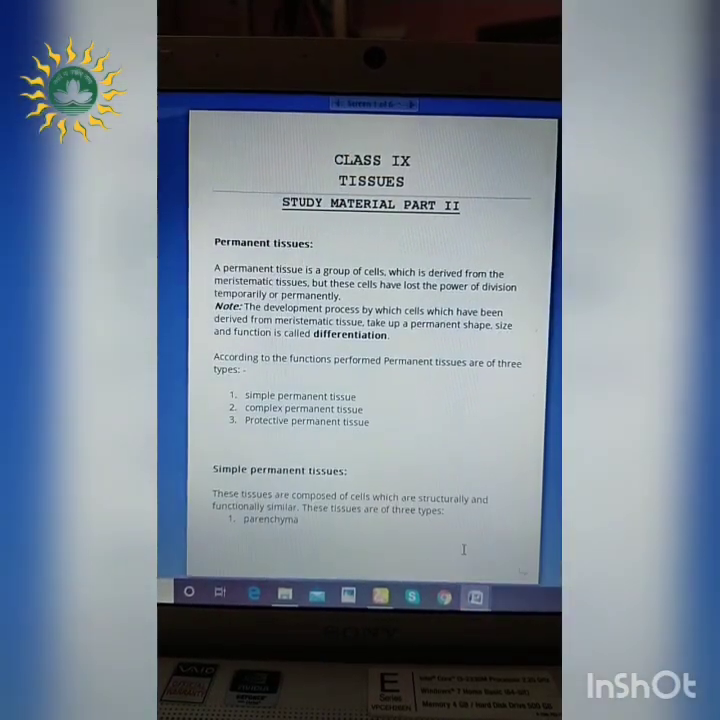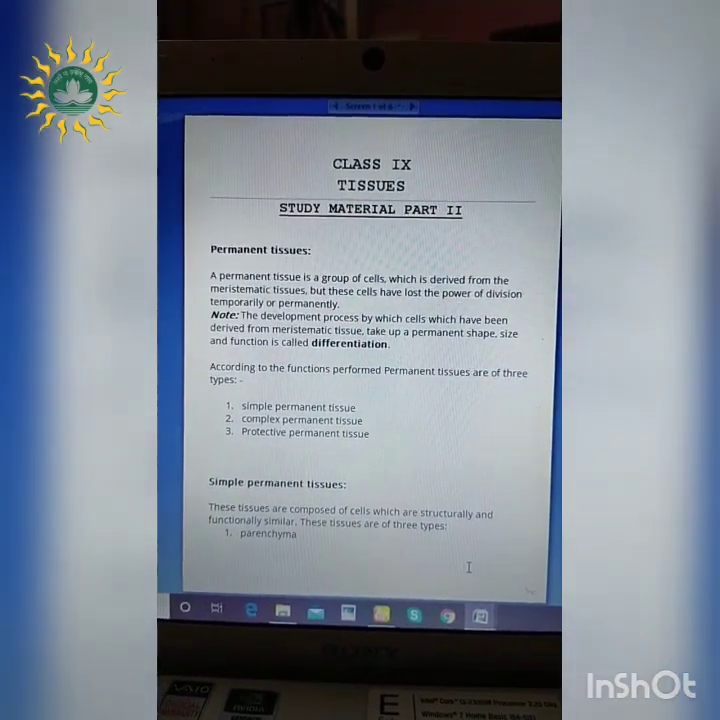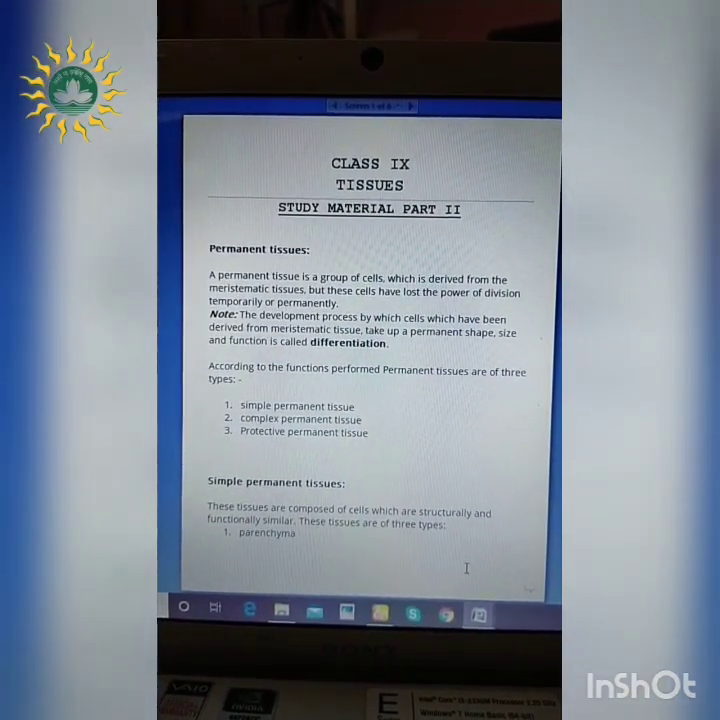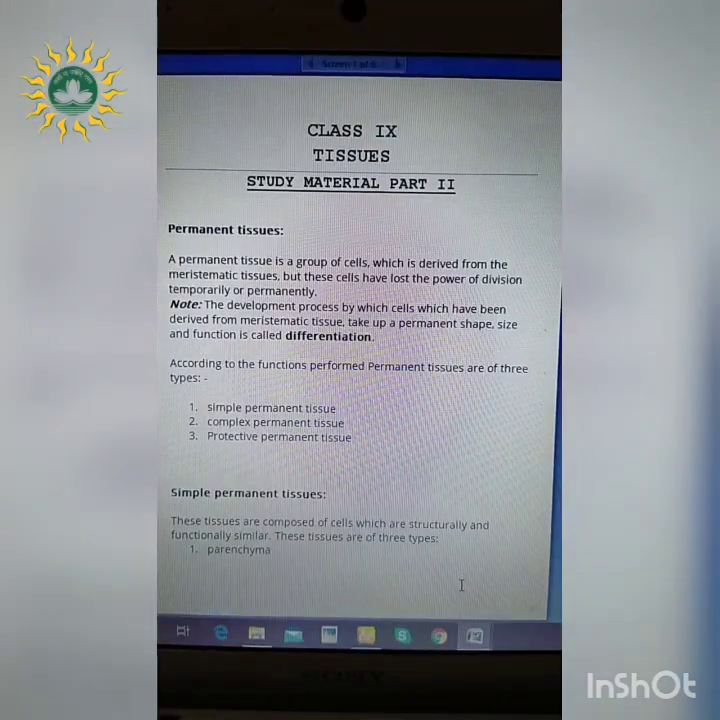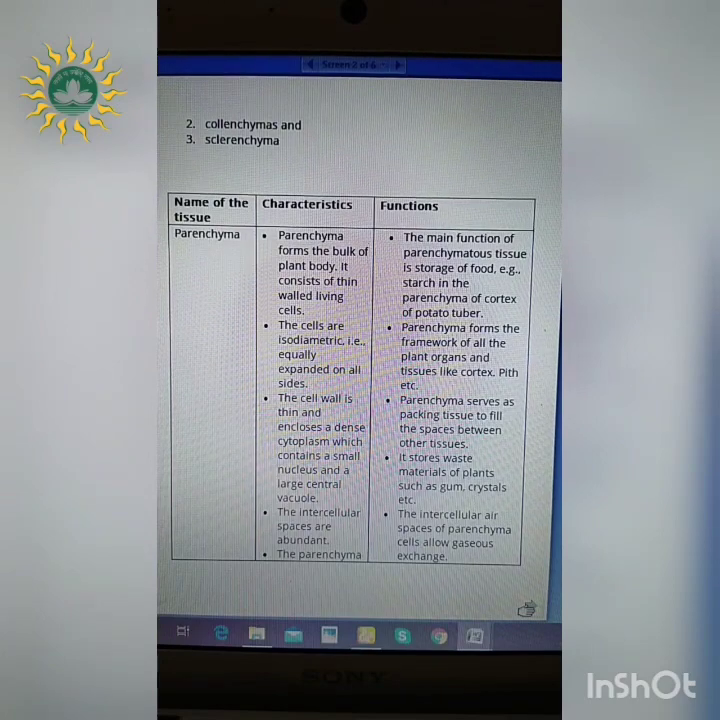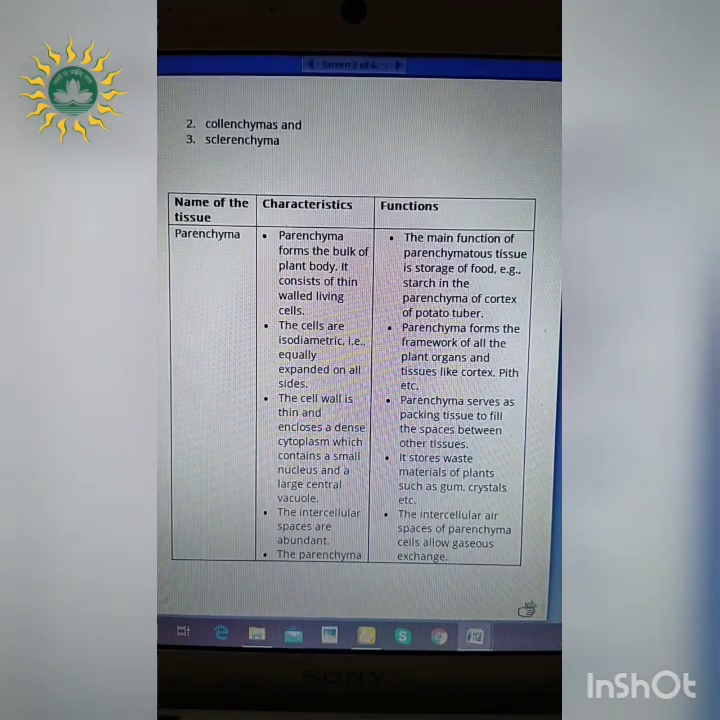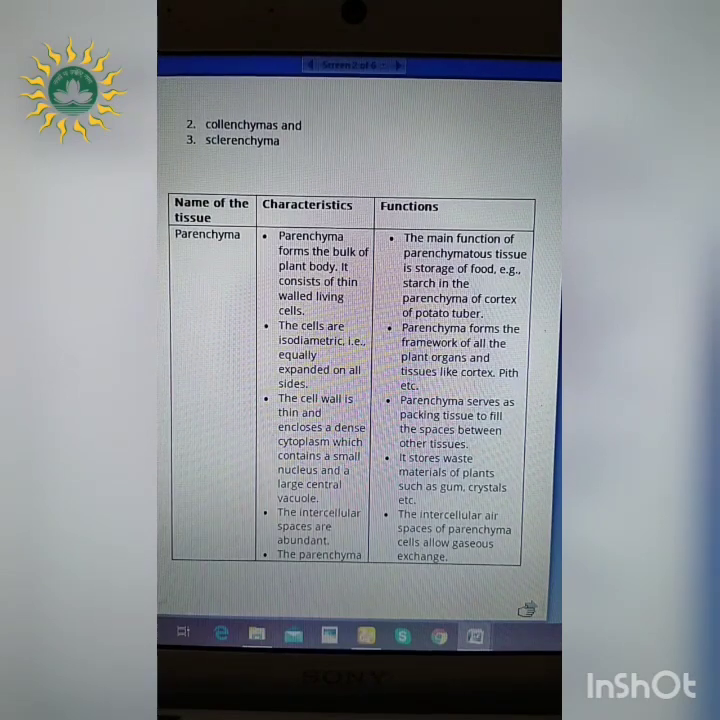Now we'll move on to that part again. Here you can see that the simple permanent tissues can be divided into three types: parenchyma, collenchyma and sclerenchyma. We will move on to these tissues, their characteristics and functions, and we'll find out the differences between these three. So firstly, we'll start with parenchyma.